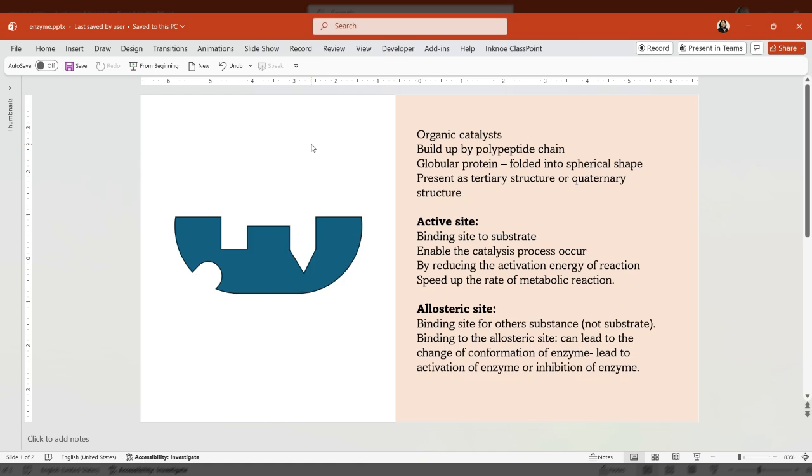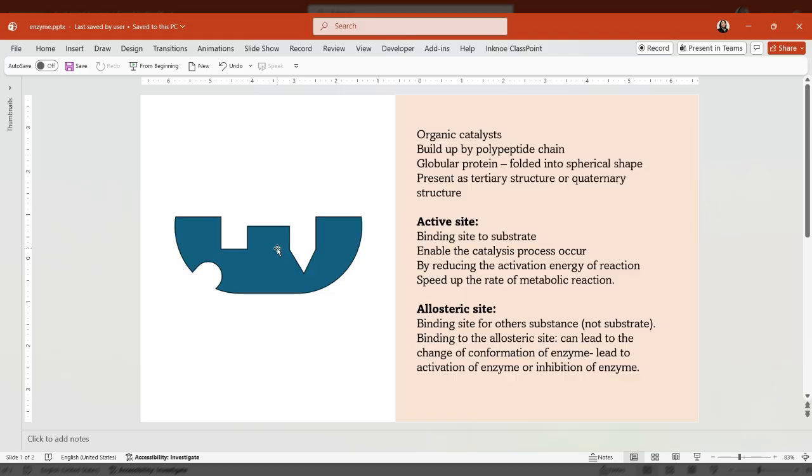Enzyme is normally present in tertiary or quaternary structures, based on how many polypeptide chains are used to fold it into a complete functional enzyme. There are two types of binding site found on the enzyme. One is called the active site and another is called the allosteric site. We're going to look at how the labeling of the enzyme is done in the next slide. So basically in this slide, we just discuss what is the active site and what is the allosteric site.